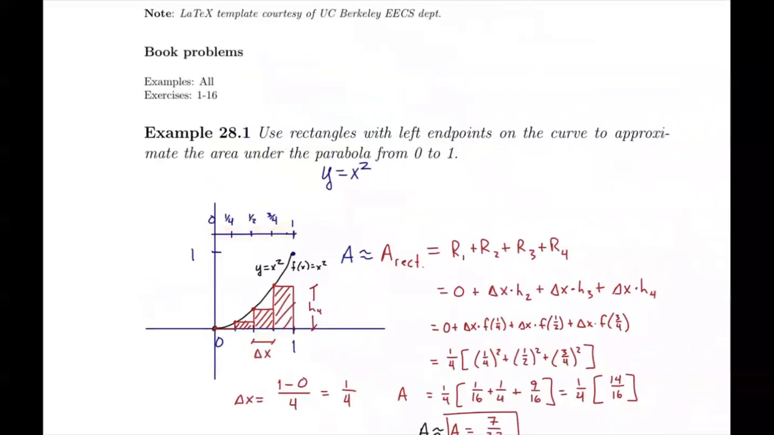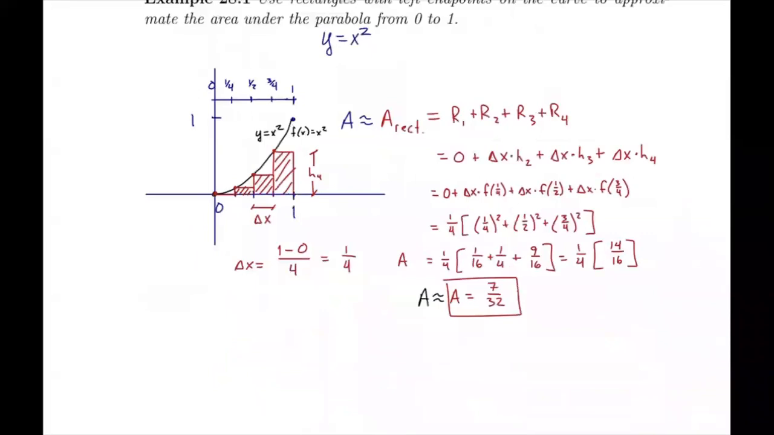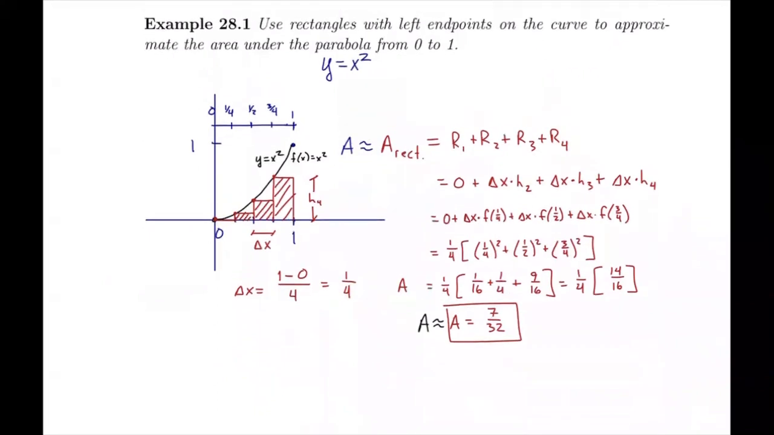We need to split our interval up into 4 equal length subintervals. So this is b minus a, 1 minus 0, over n. We've chosen n to be 4. We want 4 subintervals, so that length comes out to 1/4. So each of these 4 rectangles has width 1/4. That's a big part of the calculation, really.